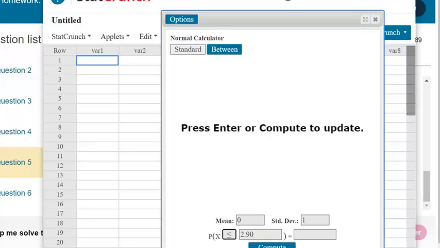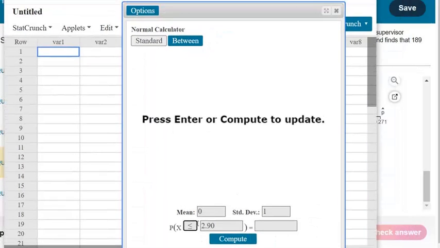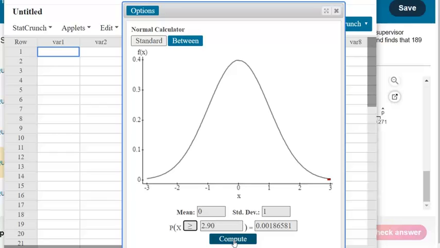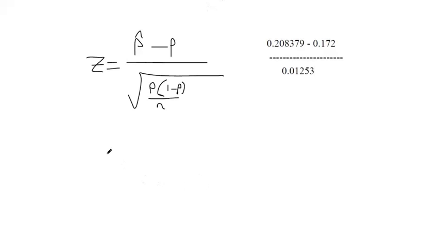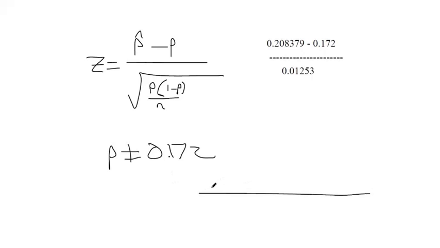Let me see if I can get two-tailed on here. Doesn't look like I can. So I'm going to hit greater than in compute. Because look, a z-score is always centered at 0. So 2.9 is way over here to the right. So this is the probability of being greater than 2.90. But that's why I emphasize that it's two-tailed, right? Because the hypothesized value, we said that it does not equal 17.2. Okay, that means you have to calculate it for two tails.